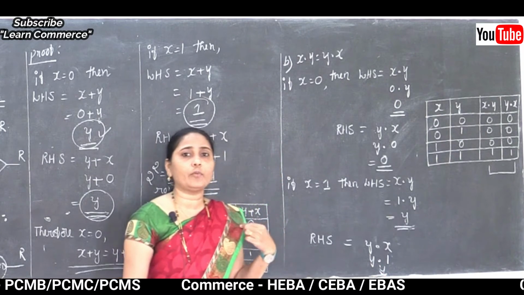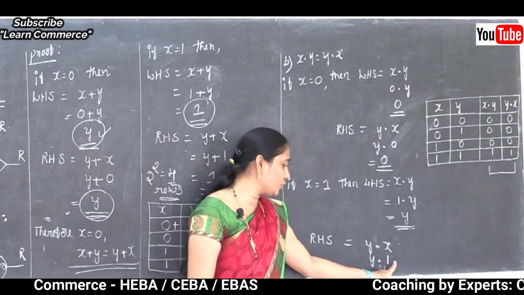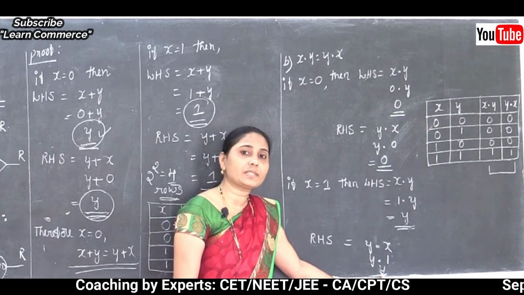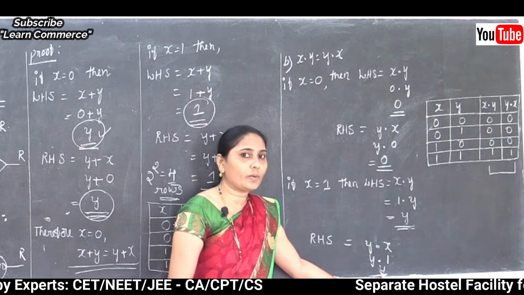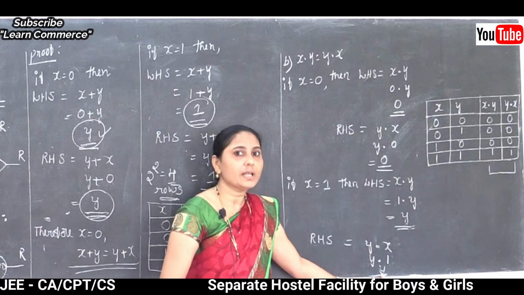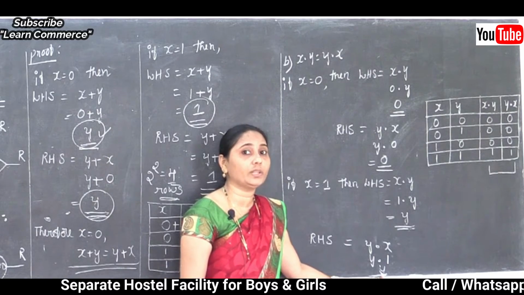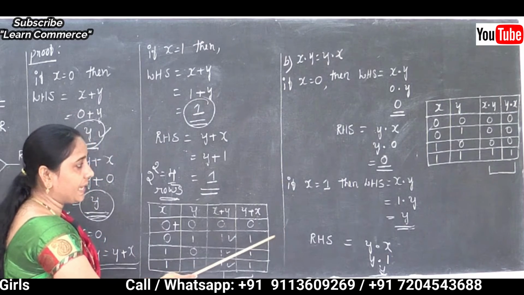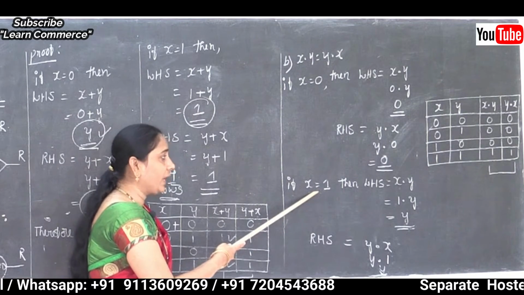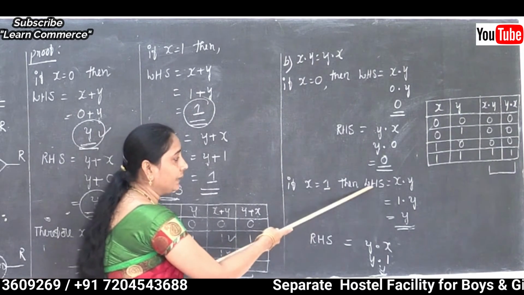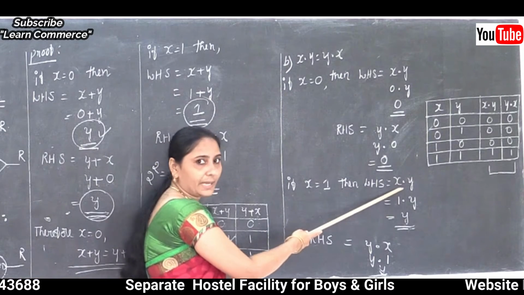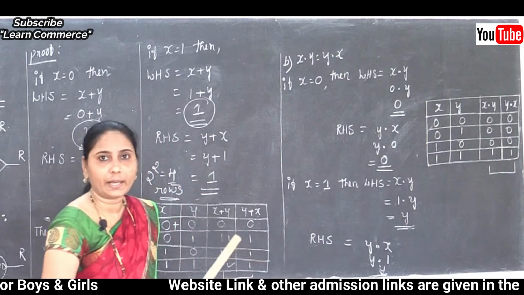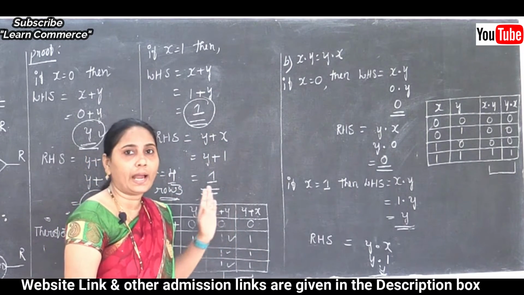Maybe if you take the y value as 0, then 0 into 1, the result depends on the y value. Maybe the y value is 1, then 1 and 1, so what's the result? The result is 1. So we can say that it depends on the y value. Therefore, on the left hand side x and y is equal to y and x, both are the same. Correct? The result is y and y.